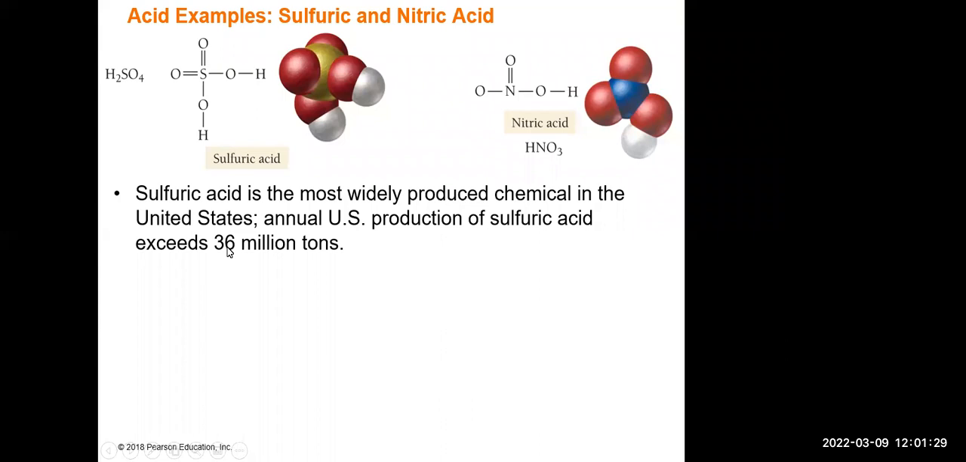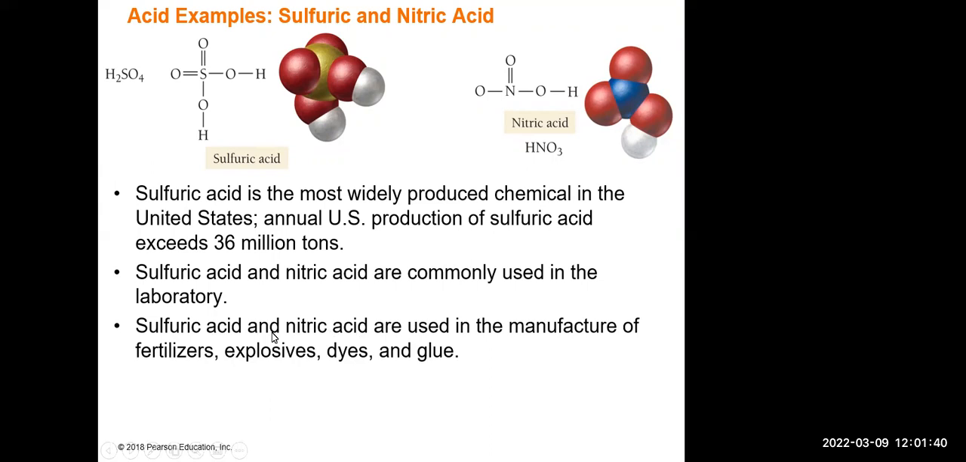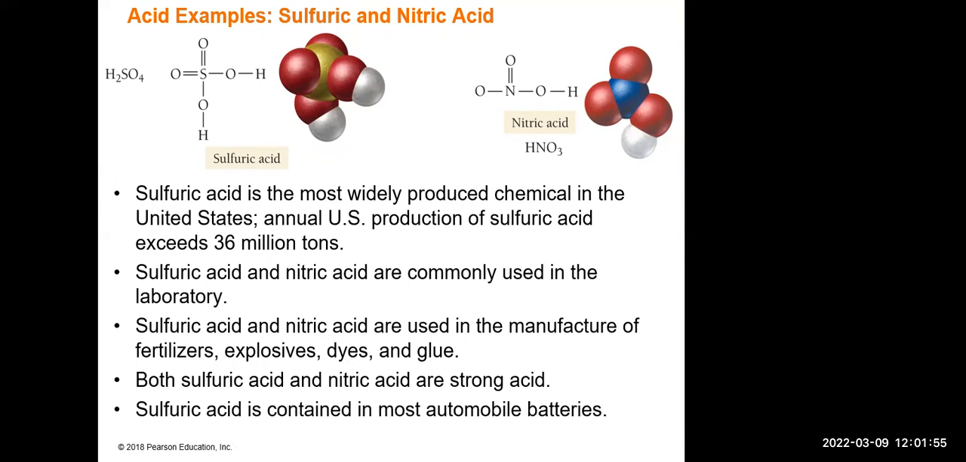Sulfuric acid and nitric acid are commonly used in the laboratory. Sulfuric acid and nitric acid are used in the manufacture of fertilizers, explosives, dyes, and glue. Both sulfuric acid and nitric acid are strong acids. Sulfuric acid is contained in most automobile batteries.